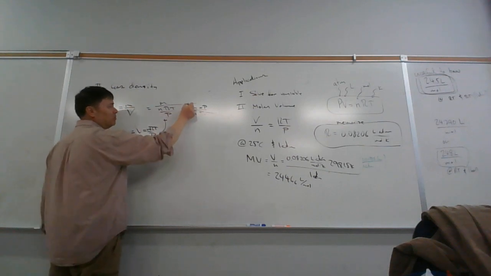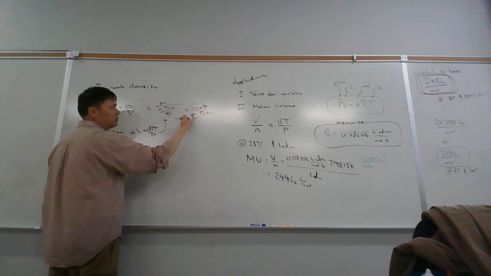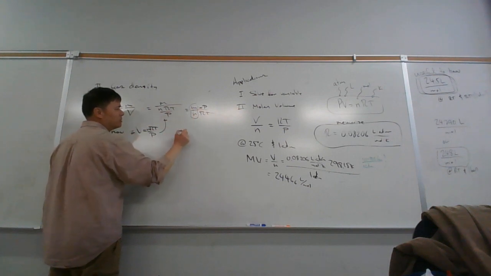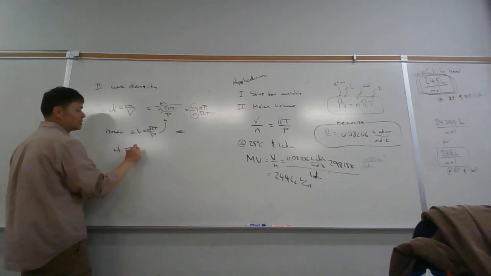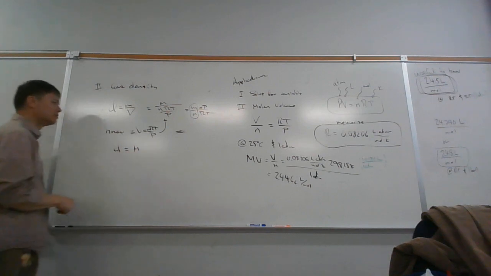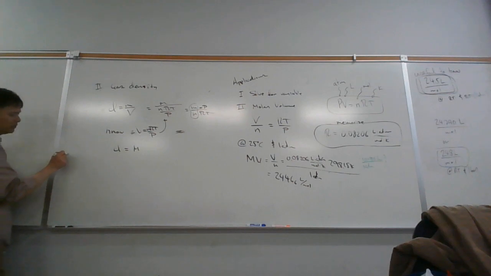But when we look at M over n, M is in grams, n is in moles. That's grams per mole, that's molar mass. And so the density is equal to the molar mass. You can use different symbols for molar mass, like the symbol that we saw in the previous chapter, with the M's splayed out like that.